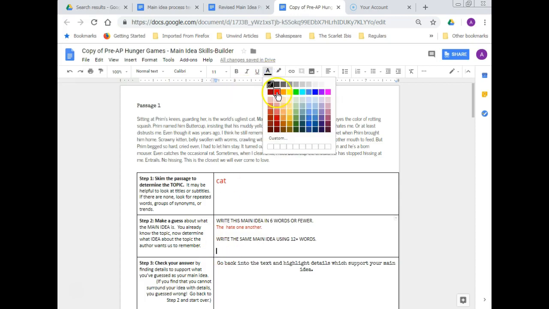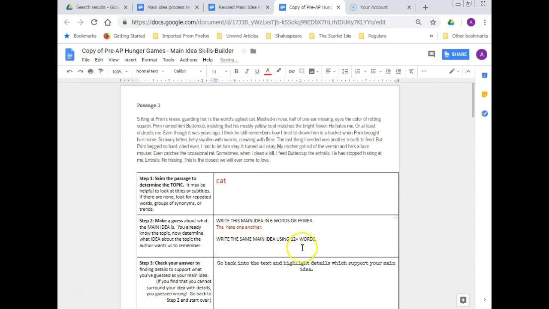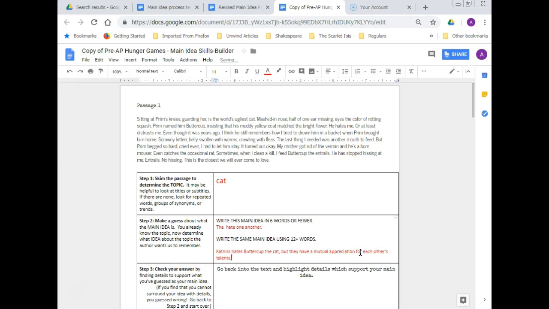Now, that's not great because we don't know who they are, but we get the opportunity to revise it down here. So in this one, if I get 12 or more words, I'm going to say Katniss. We might have to call her the main character because we don't know her name yet, but Katniss hates Buttercup, the cat, but they have a mutual appreciation for each other's talents. So Katniss likes that Buttercup can catch mice, and Buttercup likes that Katniss feeds him.